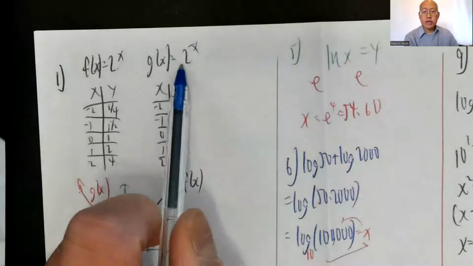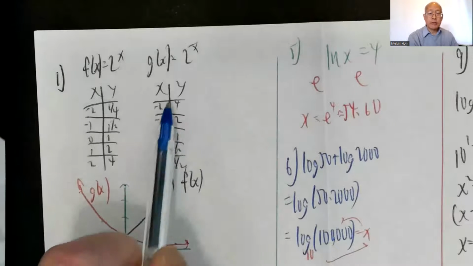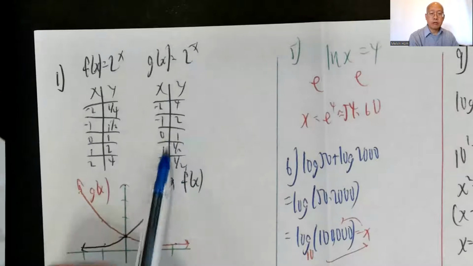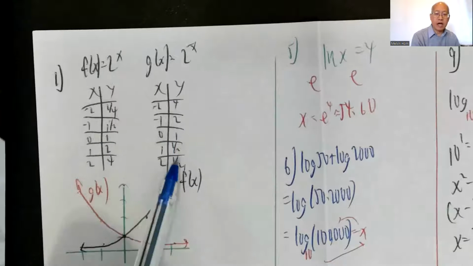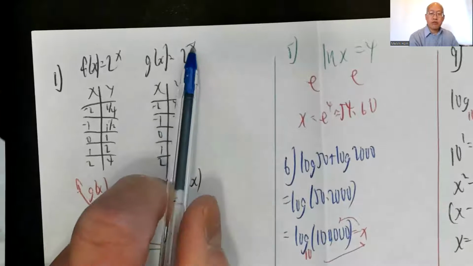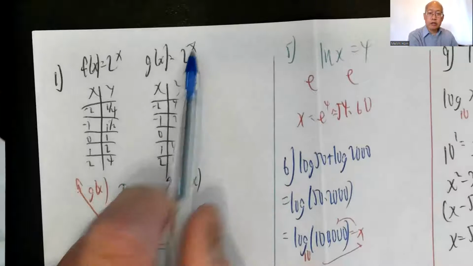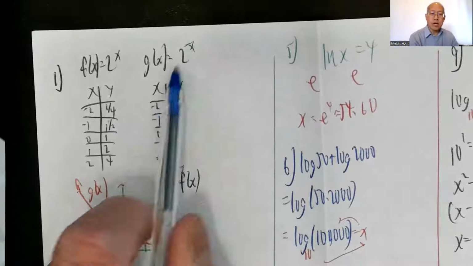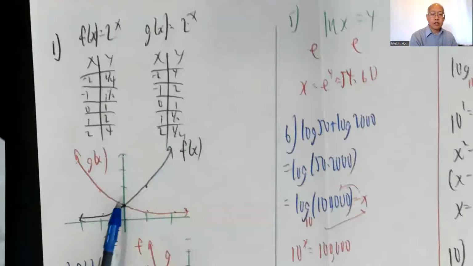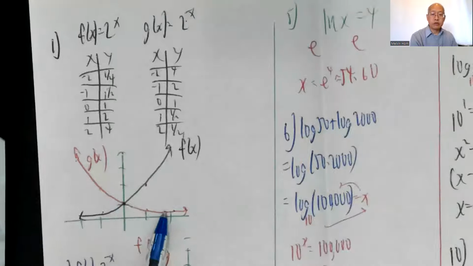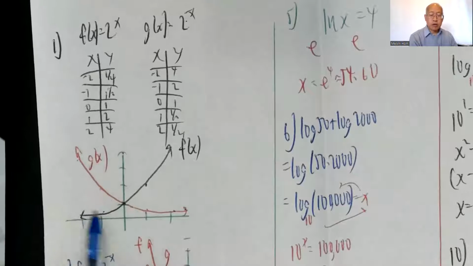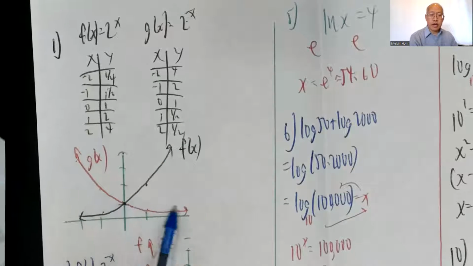G of x, 2 to the -x. So that basically reverses these values. So if I plug in 0, I still get 1. Plug in 1, I have 2 to the -1, which is a half. 2 to the -2 is 1/4. Plug in -1, -(-1) is 1. 2 to the 1 is 2. Plug in -2, 2 to the -(-2), 2 squared is 4. So that gives me 0, 1, 1, 1/2, 2, 1/4, -1, 2, -2, 4. So f of x, 2 to the x looks like that. G of x, 2 to the -x looks like that.